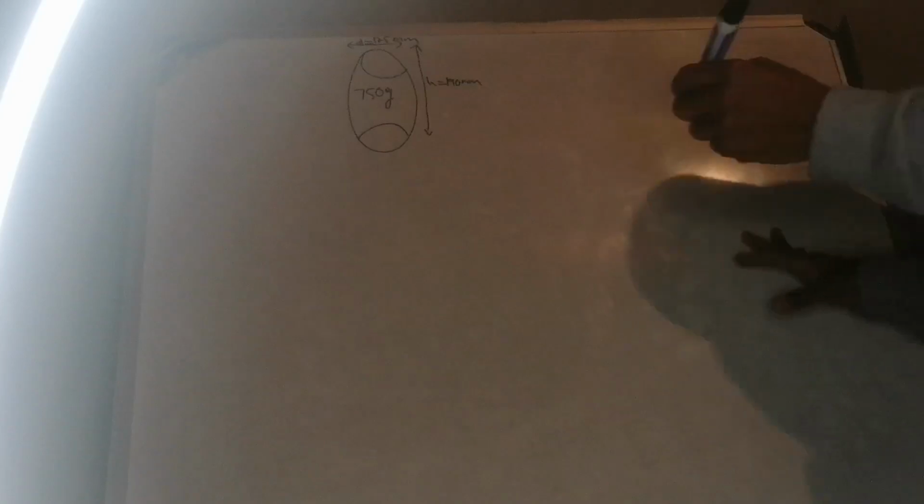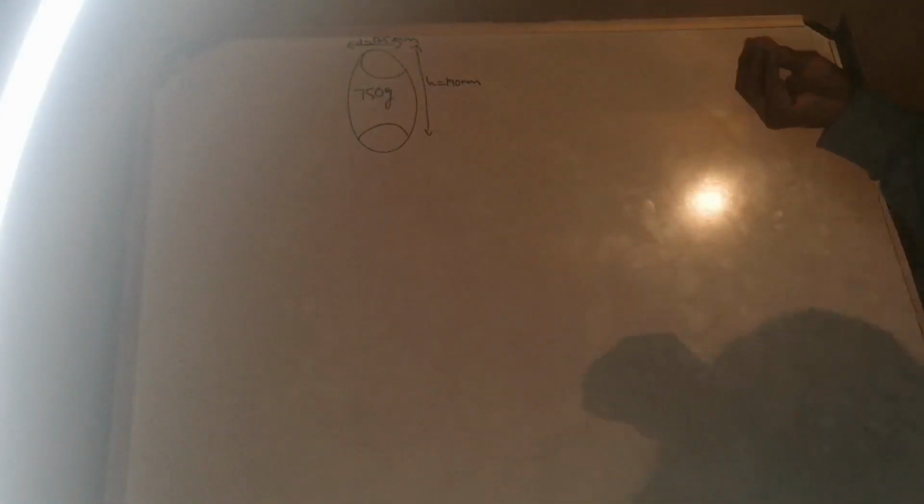Letabo bought a 750 gram tin of Nescafe Ricoffy coffee for his family during lockdown. Study the diagram below and answer the questions that follow. This is a 750 gram tin. Write down the dimensions of the radius. You must listen to the question. Write down the dimensions of the radius.